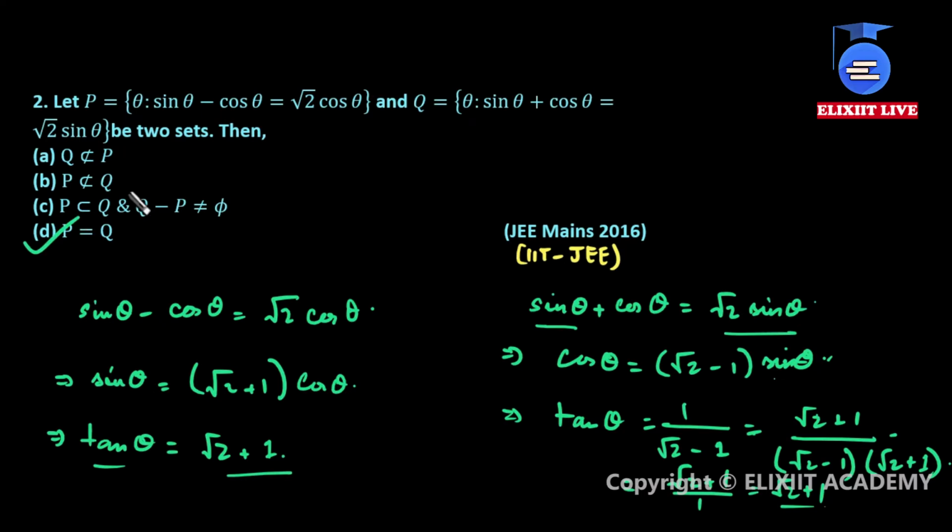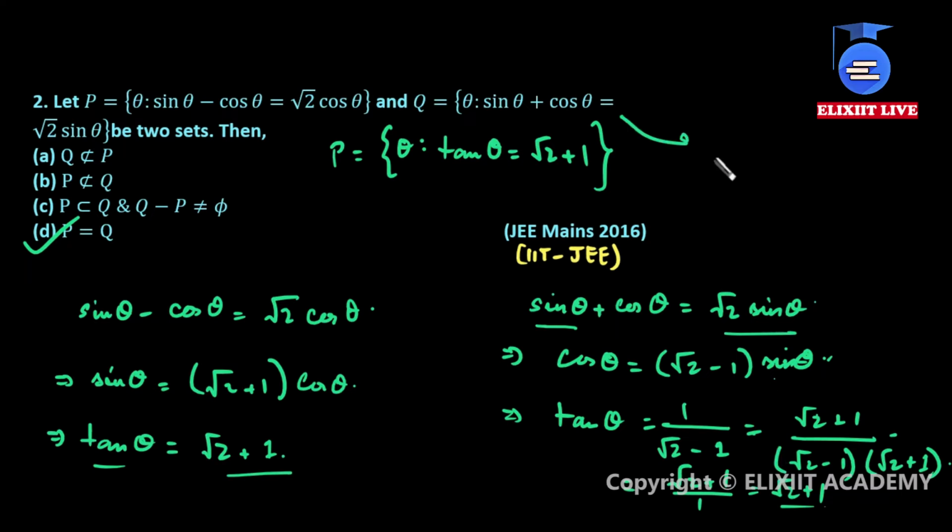Because P is equal to Q. P set is actually this thing itself. We have simplified this particular P set, nothing else. P set is theta such that tan theta is root 2 plus 1. For what values of theta does tan of that particular theta give you root 2 plus 1? This is what we have done. And similarly for this one, tan theta is actually root 2 plus 1. Same thing goes for over here.